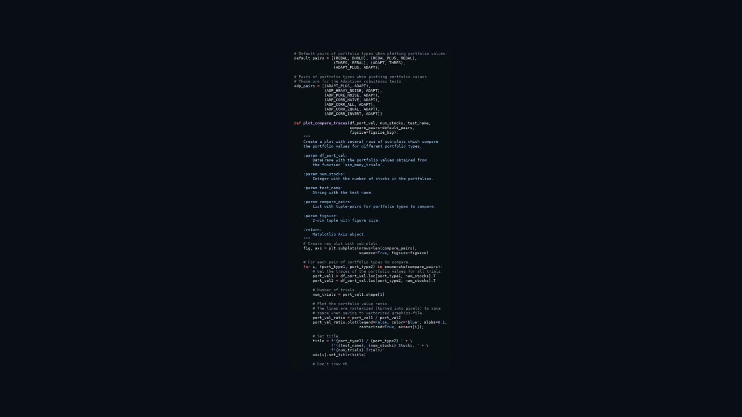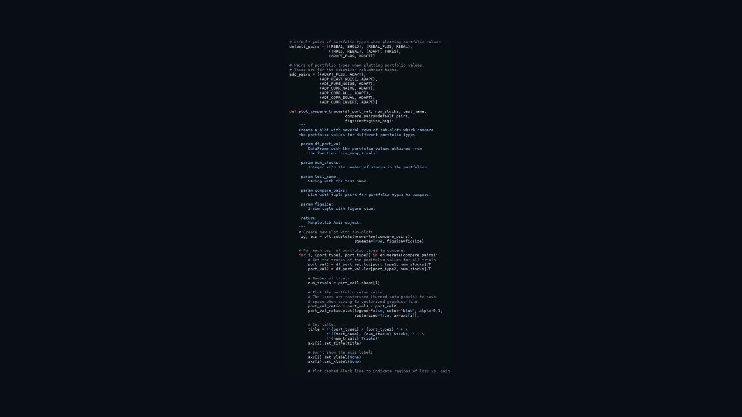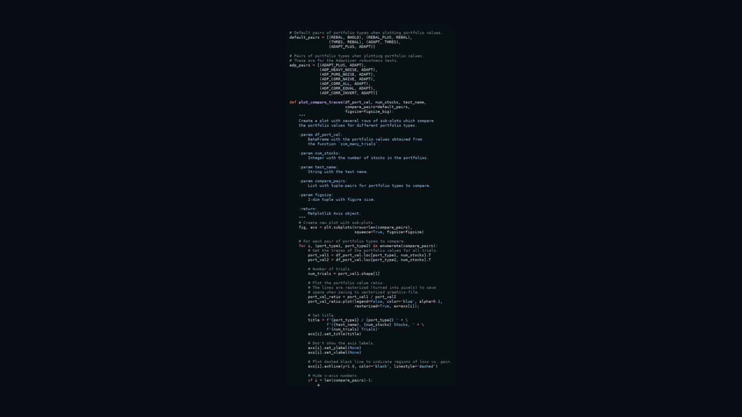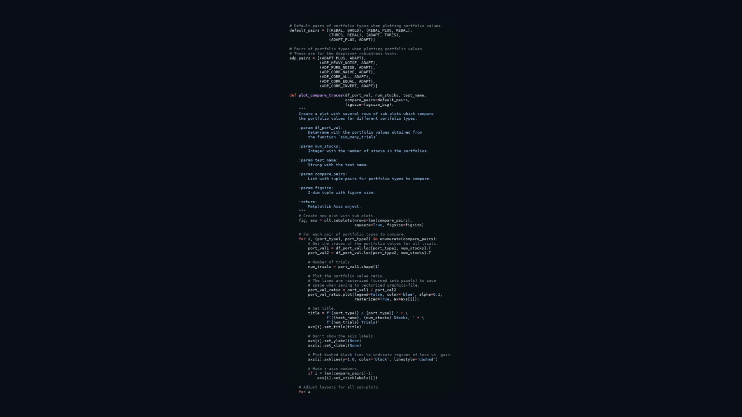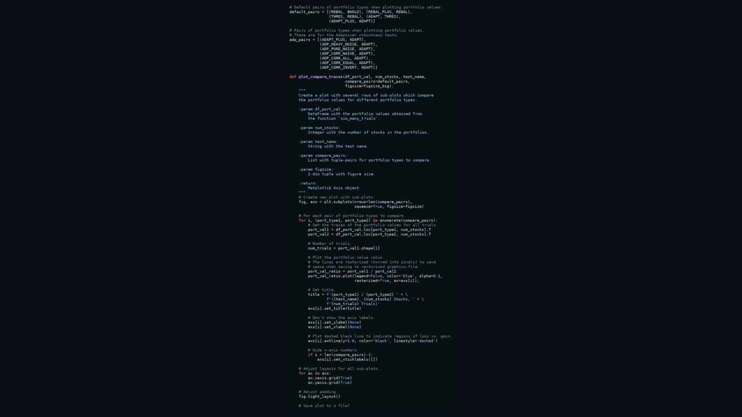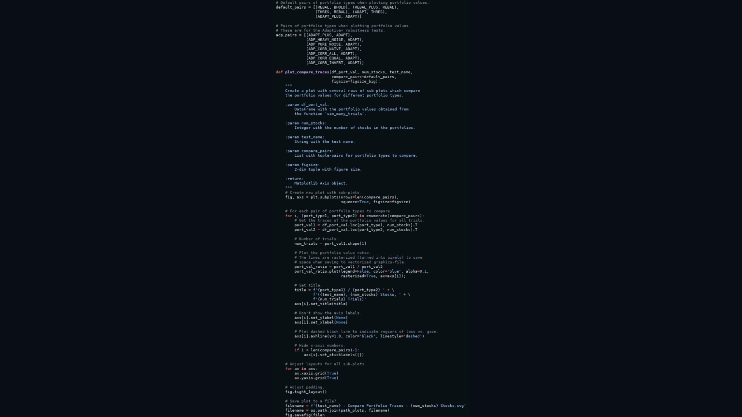The primary purpose of this function is to facilitate a visual comparison of the performance of different portfolios under varying scenarios. By graphically representing the portfolio value ratios for distinct pairs of portfolio types, it allows for easier analysis and interpretation, aiding in decision-making based on the visualized results.